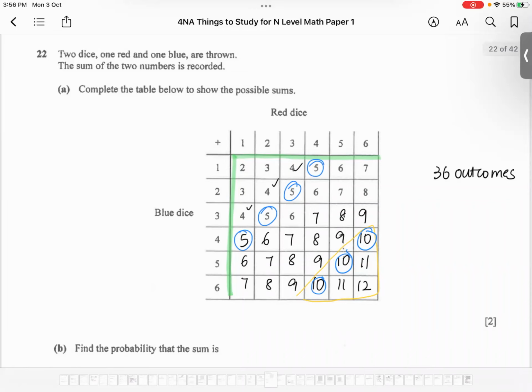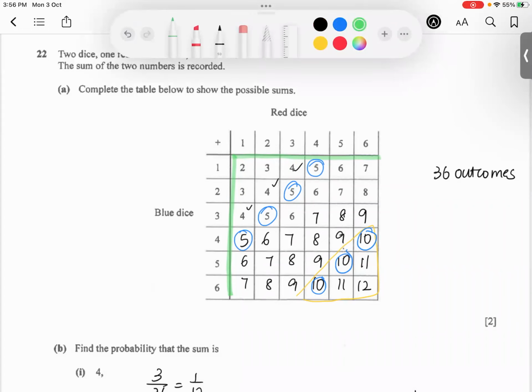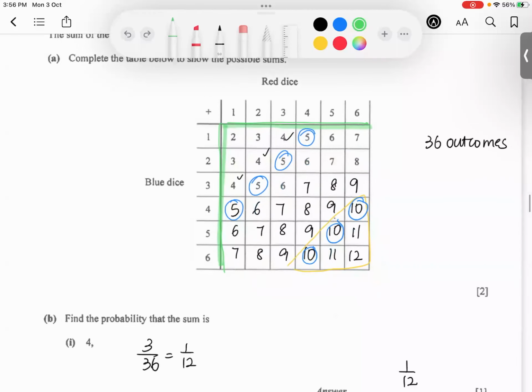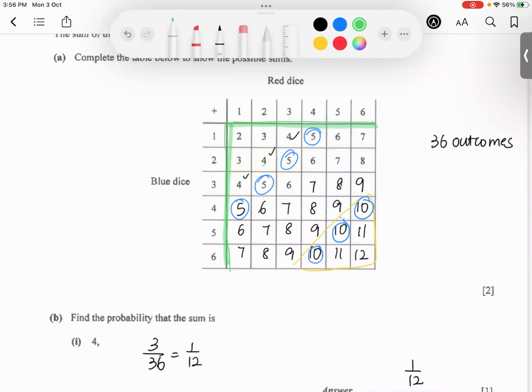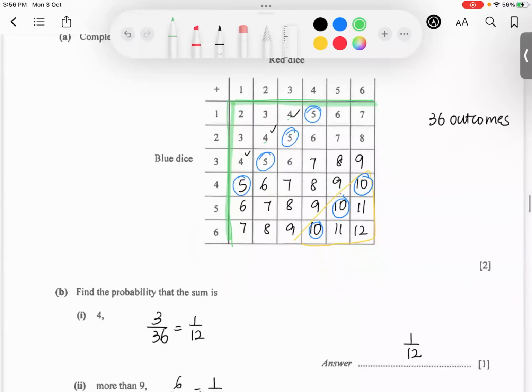So the table is not difficult to fill, but you should know for a possibility diagram, we should find the total number of outcomes. This one has 6 by 6, so there are a total of 36 outcomes. That means all our denominator is over 36. Okay, and they want to find the probability the sum is 4. You just count the number of favorable cases.